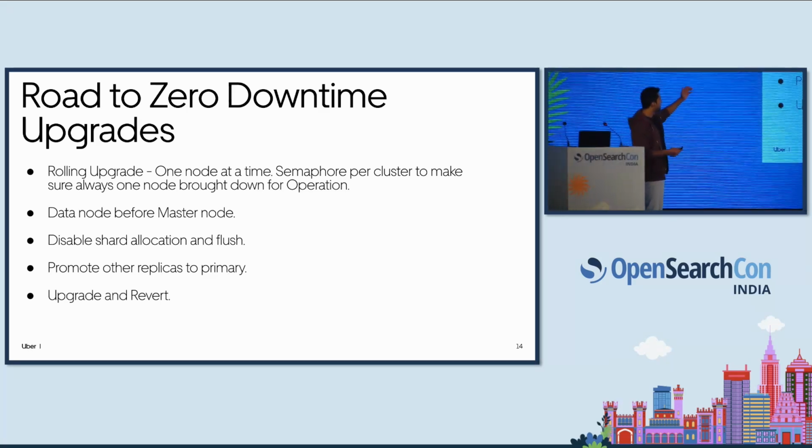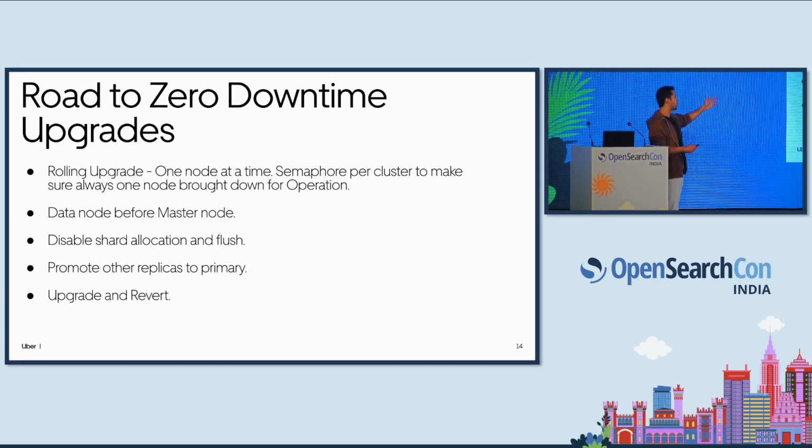The rest of the points cover some of the basics of how do you really do rolling upgrades. So if you've ever gone through this process, some of this might be obvious. So for example, you always try to upgrade your data node before the master node. You always want to disable your shard allocation for your replicas because you don't want your OpenSearch cluster to waste its resources trying to move replicas when you know that your node is going to be brought up in a few seconds. You want to flush your data before you bring down your node.